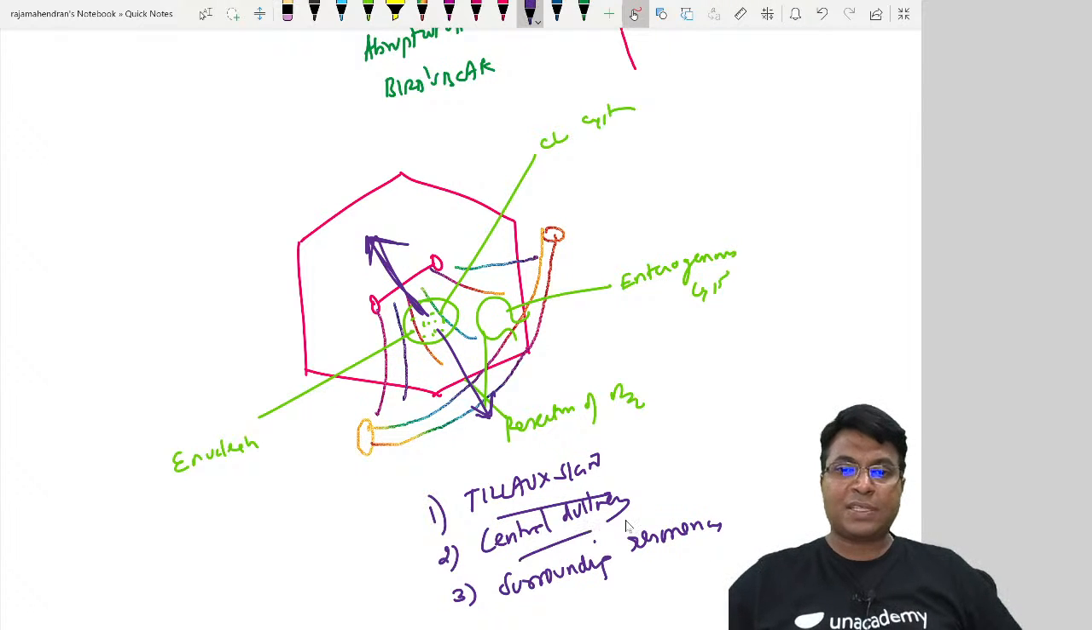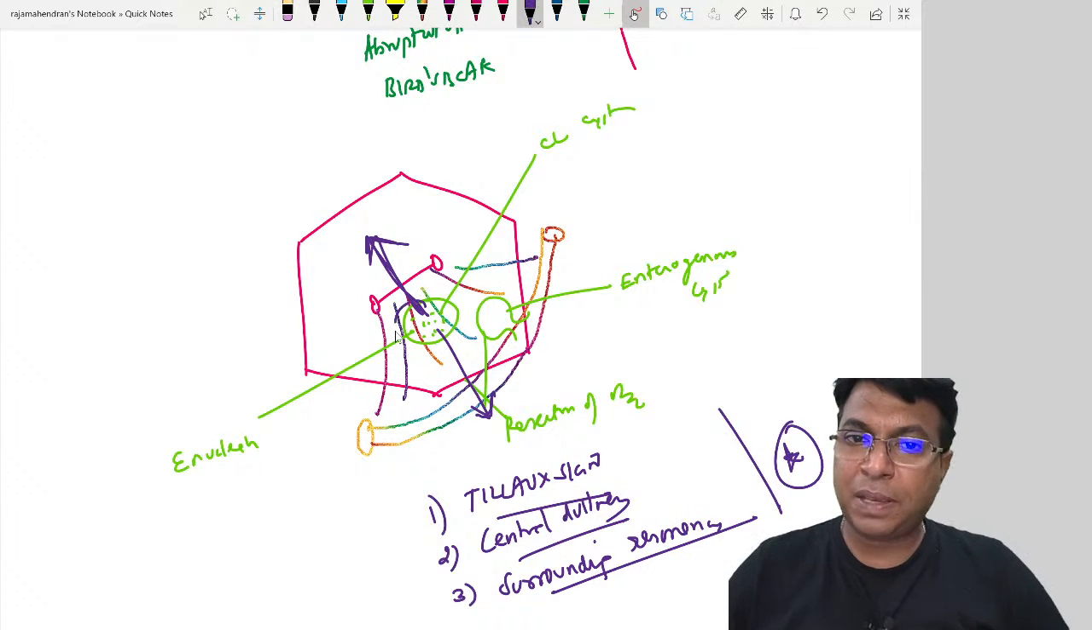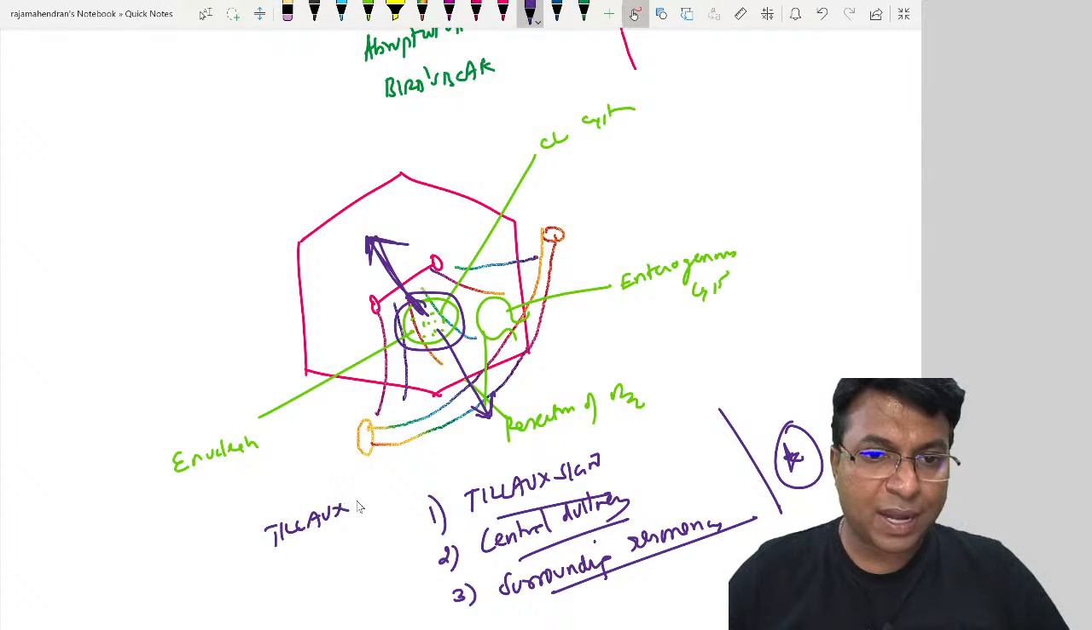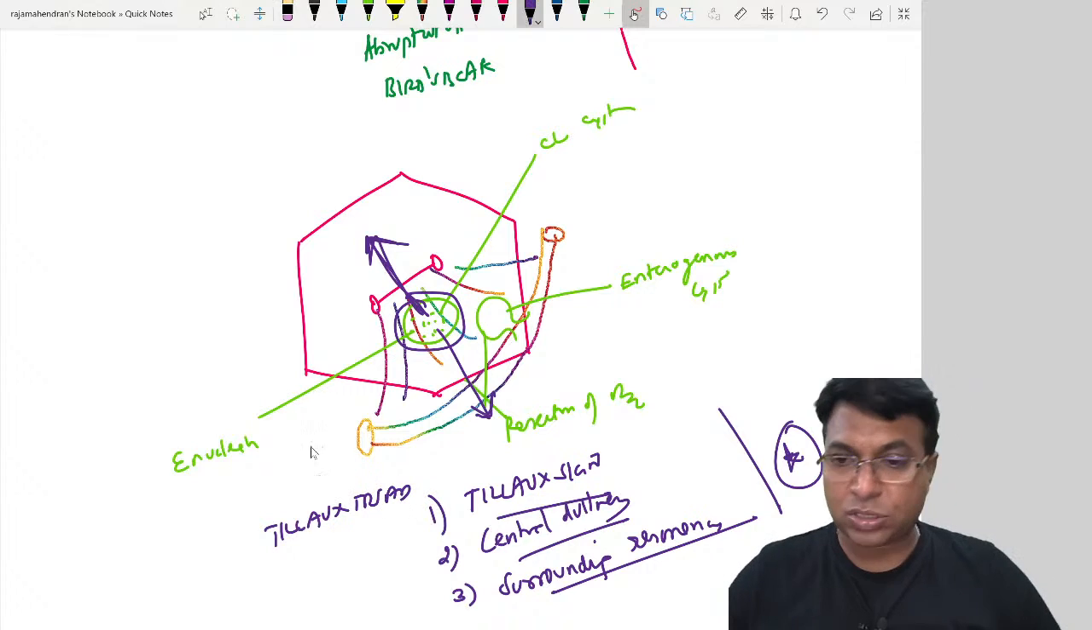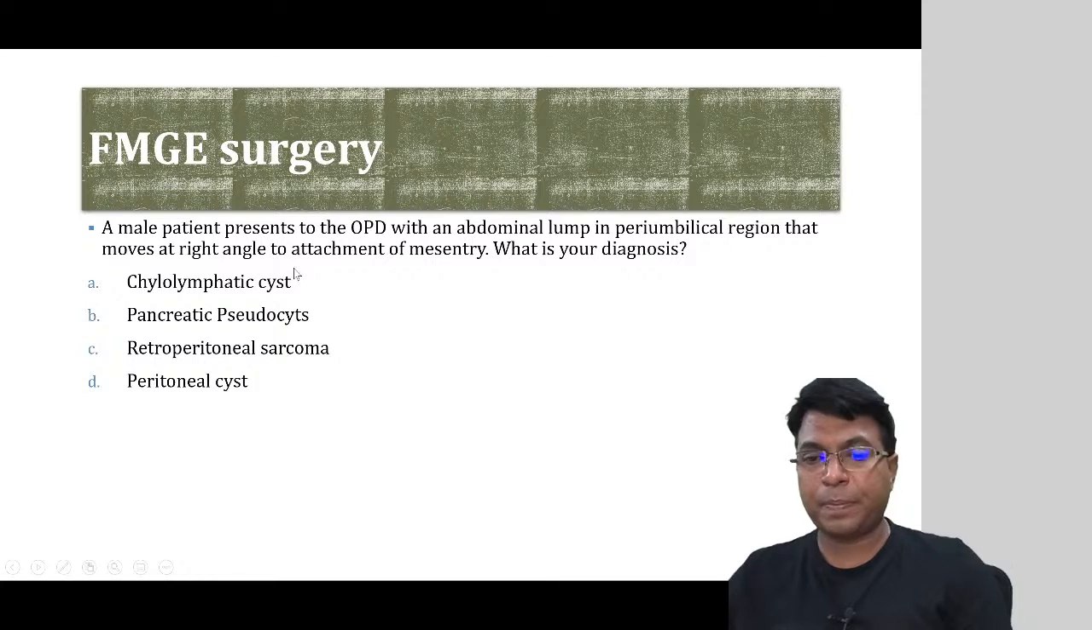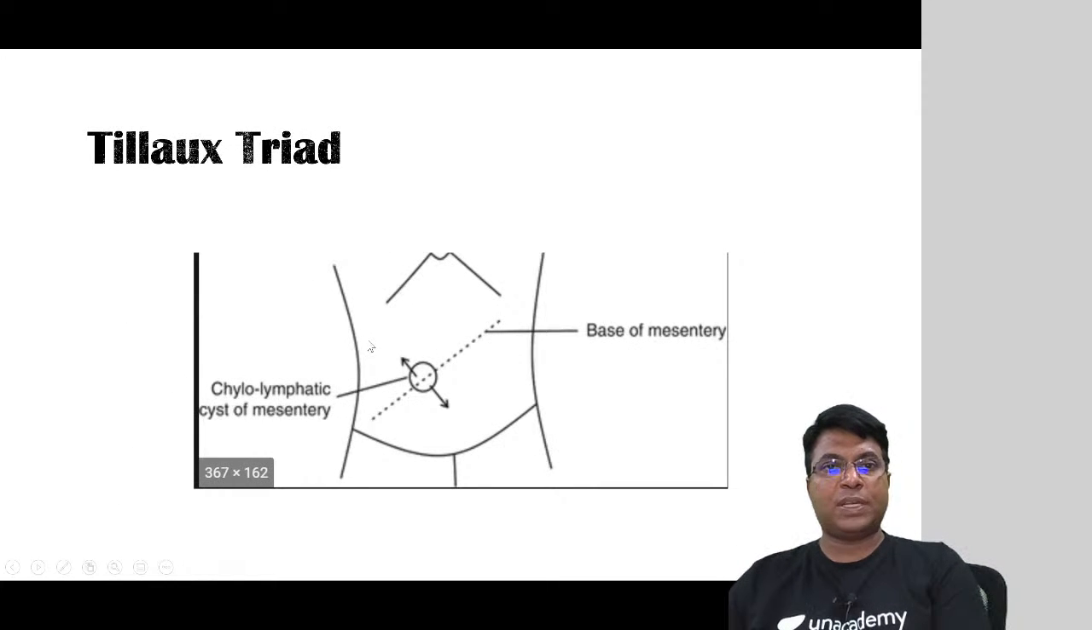Tillaux's triad, central dullness and surrounding resonance together with the sign, constitutes the typical Tillaux's triad. Please don't forget this. Okay, so let's move on with the questions. So this is Tillaux's triad.